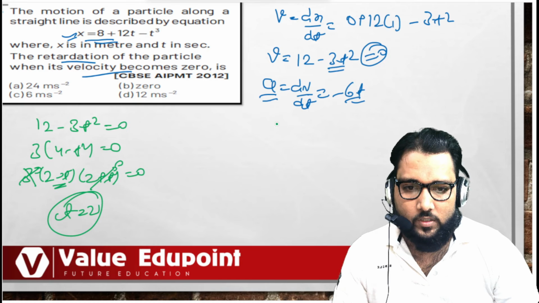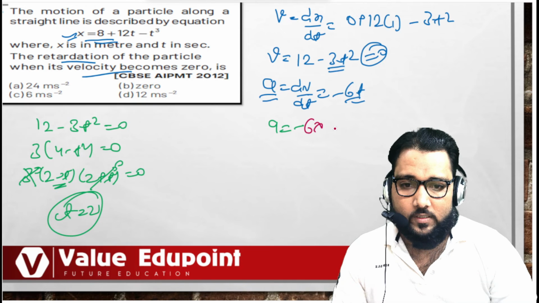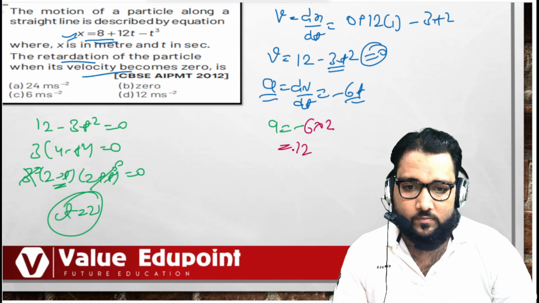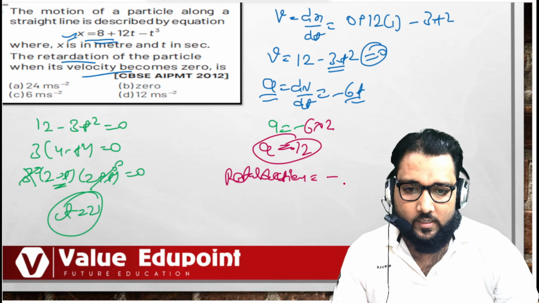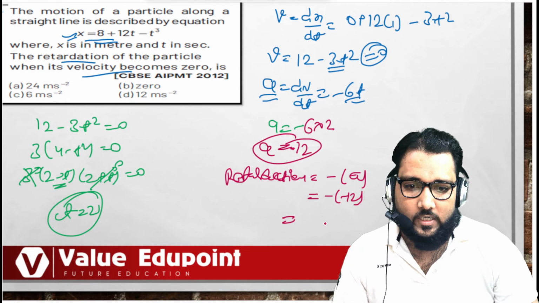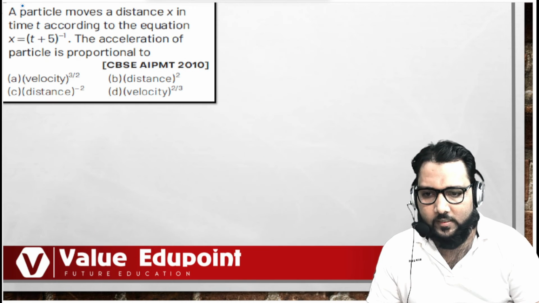When you put t equals 2 here, the acceleration will come out to be minus 6 into 2, that will be minus 12. But he is asking for retardation. Earlier we discussed that retardation is minus acceleration. We know the acceleration is minus 12, so retardation will come out to be 12 meter per second square. The correct answer is D. Is it okay, guys?